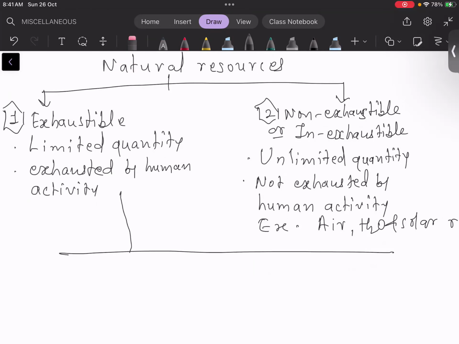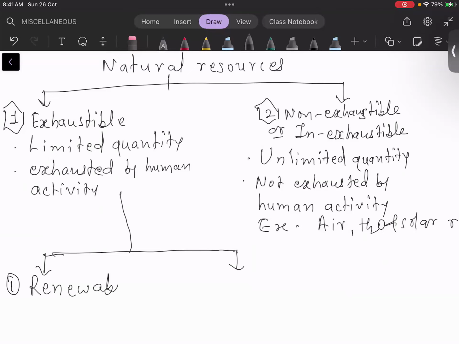Now, exhaustible resources are further classified into two types: renewable and non-renewable.